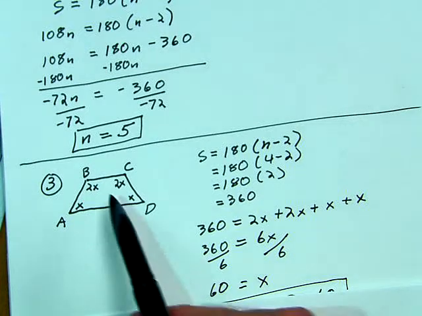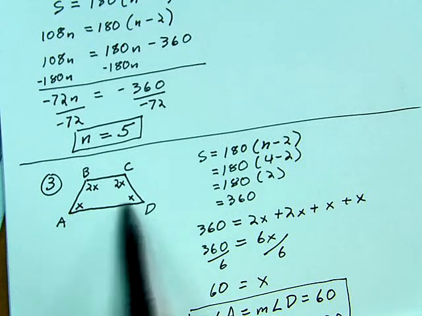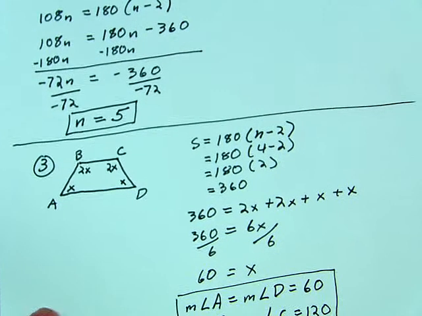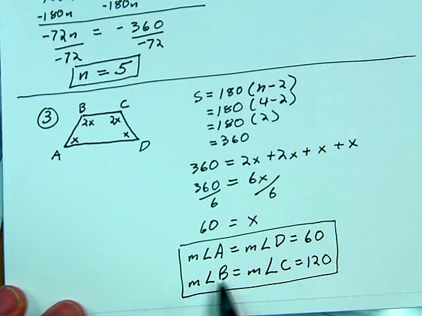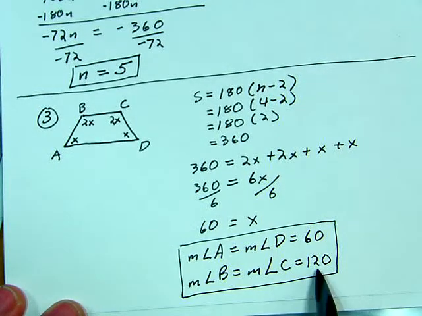However, they asked me for each angle, so the measure of angle A and angle D, A and D, are equal to x, which is 60, and the measure of angle B and angle C, up here, B and C, is 2x, which is 120.